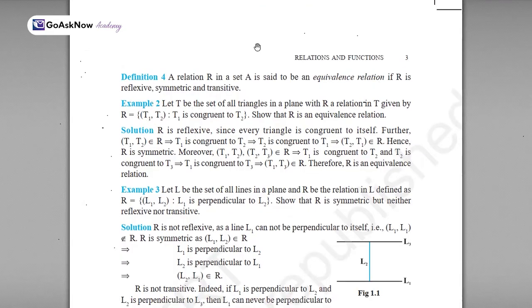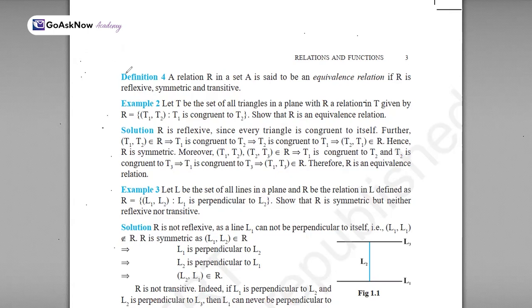The example is given as: let T be the set of all triangles in a plane with R a relation in T given by R equals (T1, T2), where T1 is congruent to T2. Show that R is an equivalence relation. So what is given in the question? T is the set of all triangles in the plane, with R a relation in T. R contains the ordered pair (T1, T2), where T1 is congruent to T2. That is, two triangles T1, T2, with T1 congruent to T2. We have to show that this R is an equivalence relation.